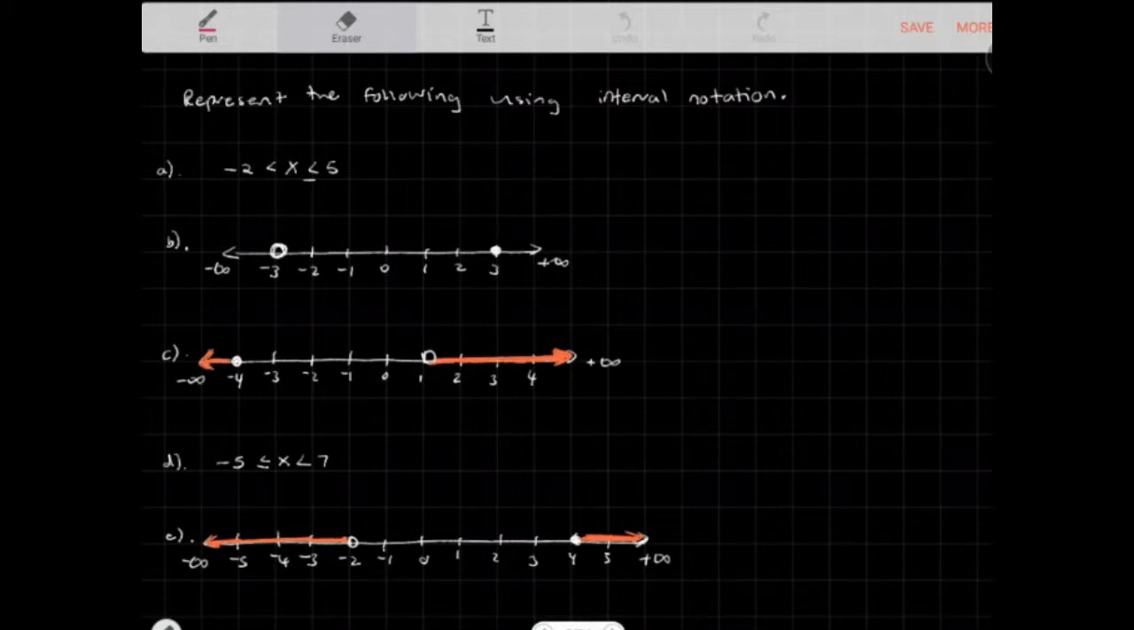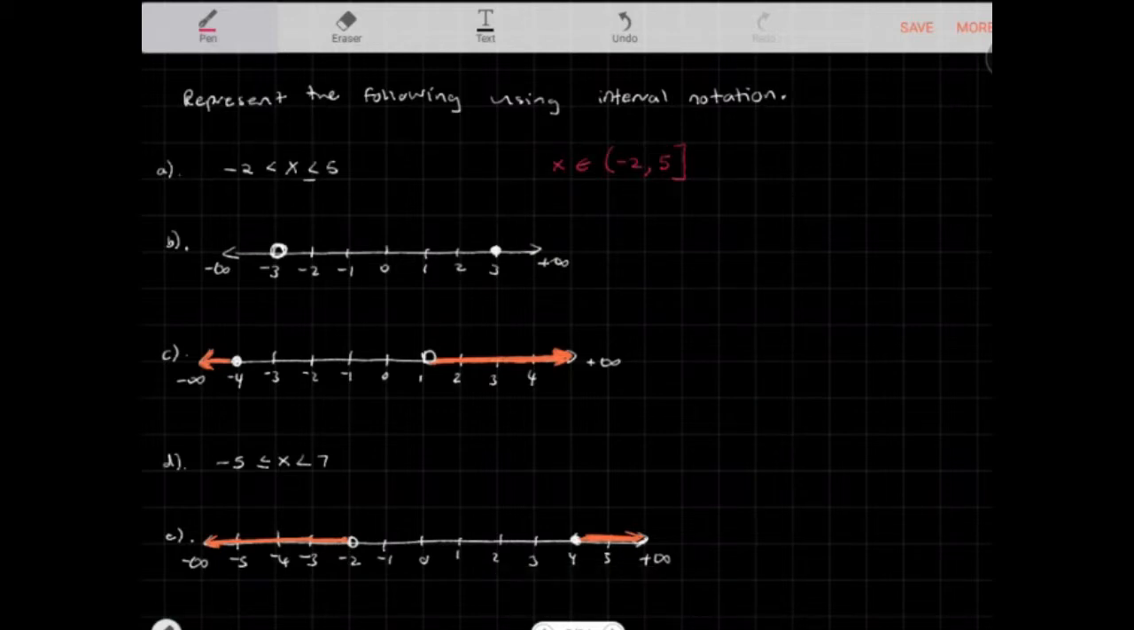Alright, let's represent the following using interval notation. For part A, we have x is greater than negative 2 and less than or equal to 5. So I'm going to write this as x belongs to, if it's greater than negative 2, it's not inclusive of negative 2, so use the round brackets, negative 2, lower limit. And in this case, the upper limit, x is less than or equal to 5. So I'm going to use the square bracket because it is inclusive of 5. Okay, so that is an interval notation.